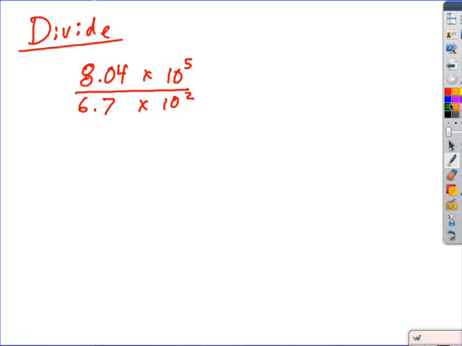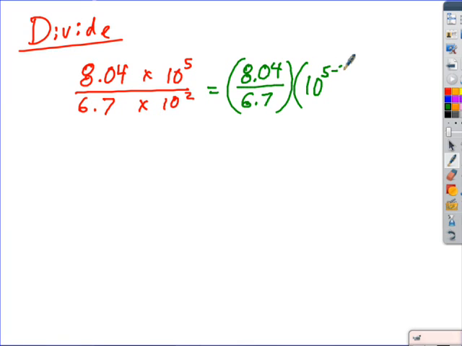You can also notice that what you've got is a fraction times a fraction. This is being multiplied, so you're really just multiplying the tops times the tops and the bottoms times the bottoms, just like we always have. Let's write out the answer for this then. What I want you to write for your homework is 8.04 divided by 6.7, and then take all that and multiply it times 10 to the, subtract them out, 5 minus 2. That is all I want you to do.